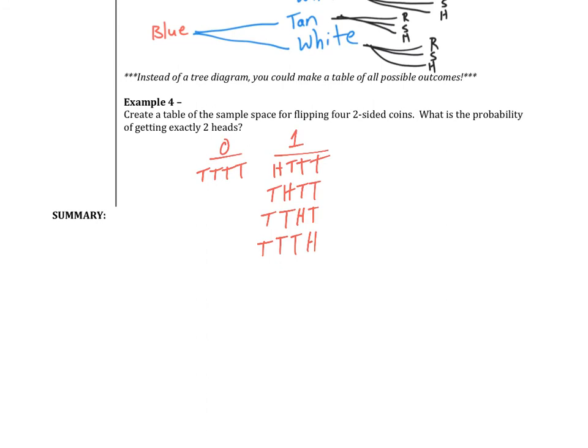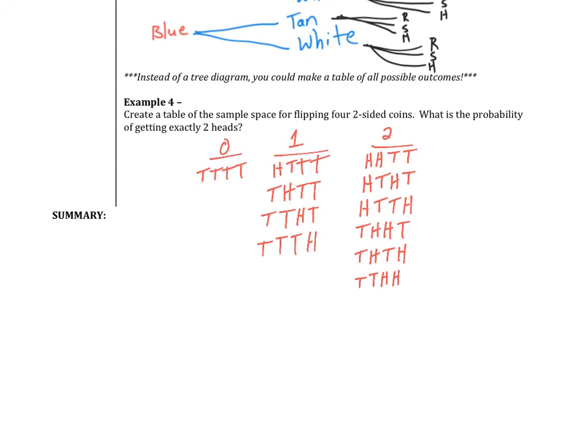What if we get 2 heads? Okay, this list gets longer. We could go heads, heads, tails, tails. It could also be heads, tails, heads, tails. It could be heads, tails, tails, heads. Now it could be tails, heads, heads, tails. It could be tails, heads, tails, heads. And it could be tails, tails, heads, heads.